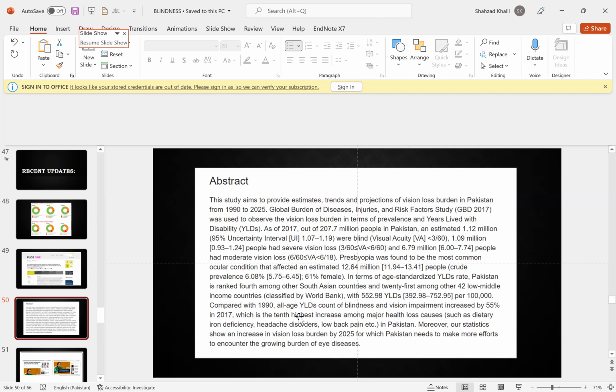Compared with all age, the count of blindness and vision impairment increased by 55% in 2017, which is the 10th highest increase among major health loss causes such as dietary iron deficiency, headache disorder, low back pain, etc. In Pakistan, moreover, our statistics show an increase in vision loss burden by 2025, for which Pakistan needs to make more efforts to encounter the growing burden of eye diseases.